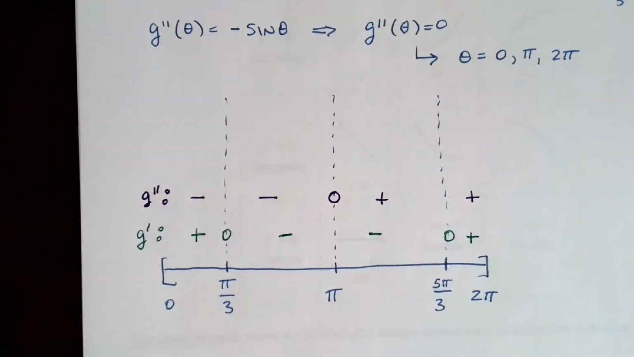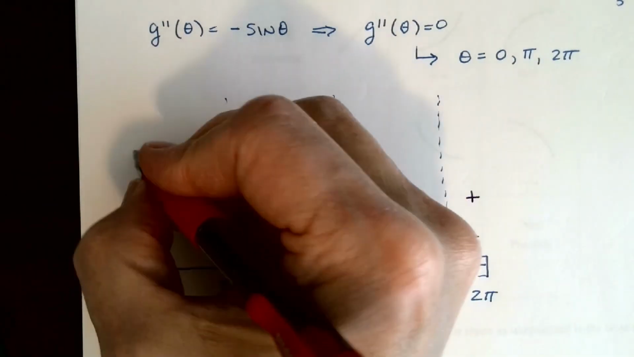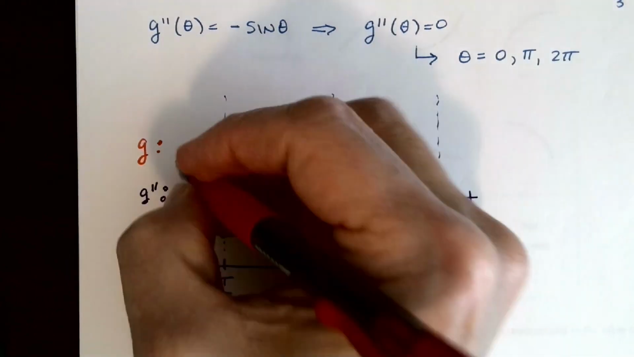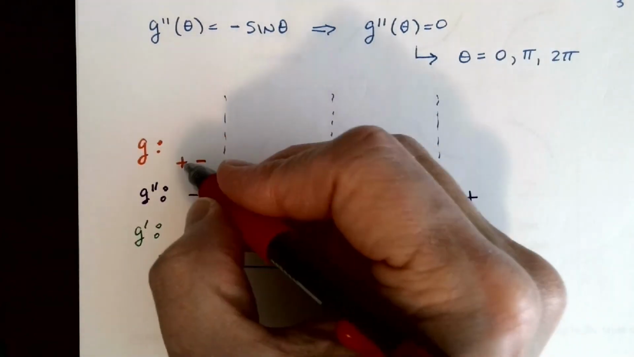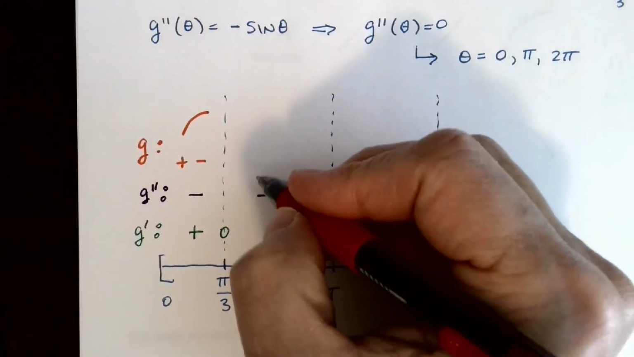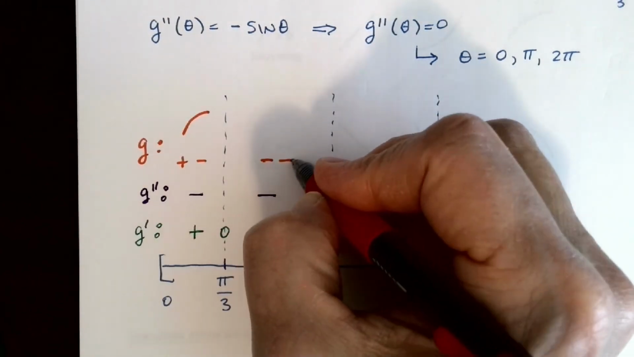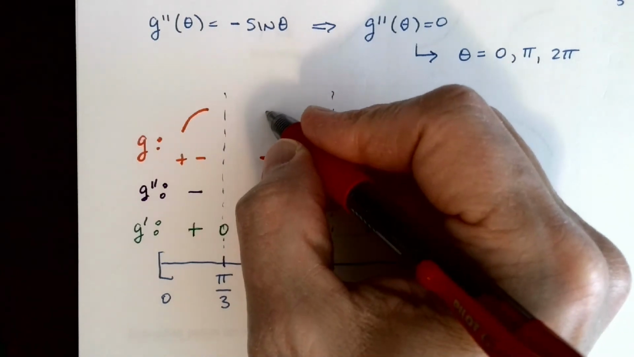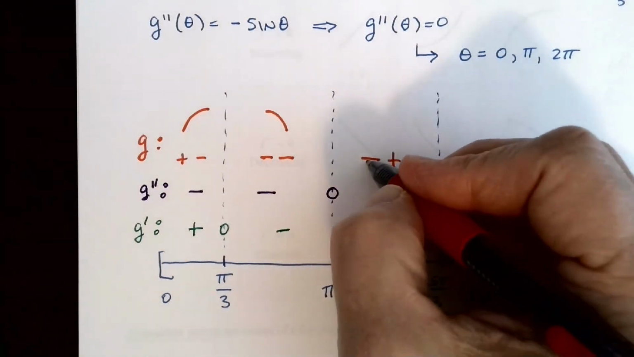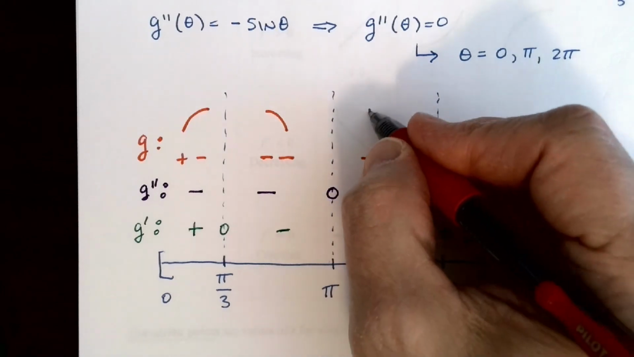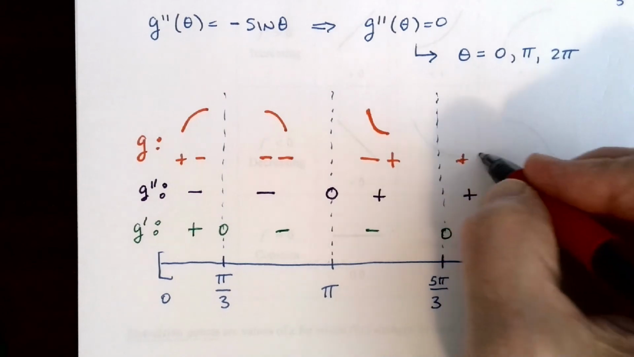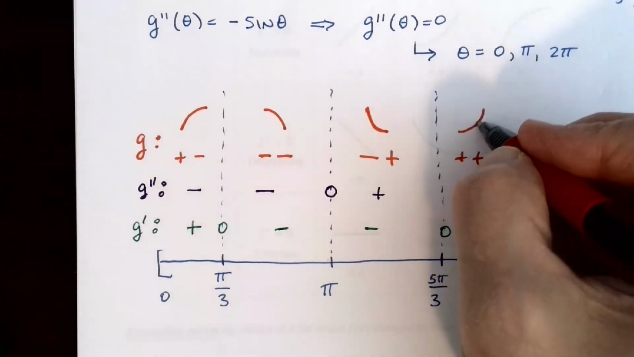Okay. And so what's the shape of our function g then? From 0 to pi over 3, it's plus minus, which means it's increasing concave down, looks like this. Minus minus, decreasing concave down. Minus plus, decreasing concave up, going down but concave up. And plus plus, increasing concave up.